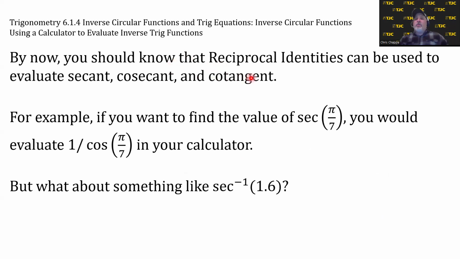By now, you should know that reciprocal identities can be used to evaluate secant, cosecant, and cotangent. For example, if you want to find the value of secant of pi over 7, you would evaluate 1 over cosine of pi over 7 in your calculator if you don't have a secant button. But what about something like secant inverse of 1.6?